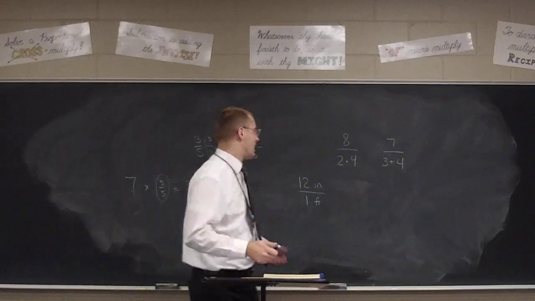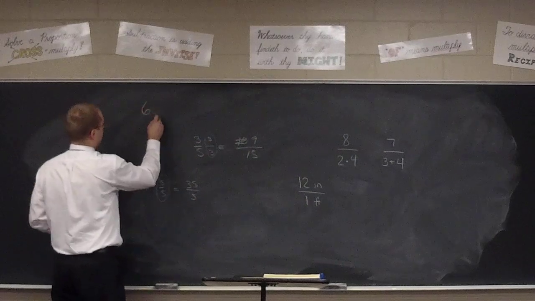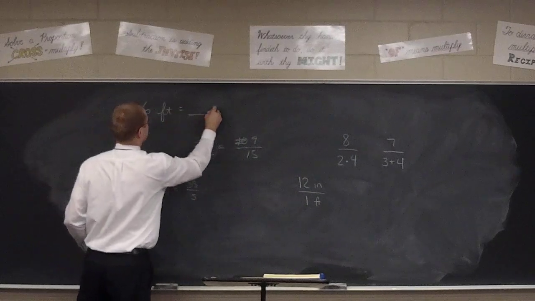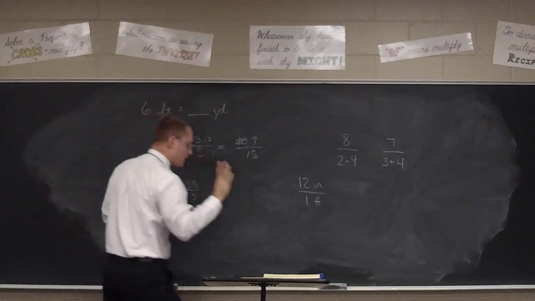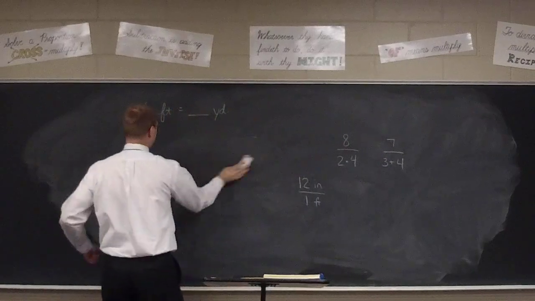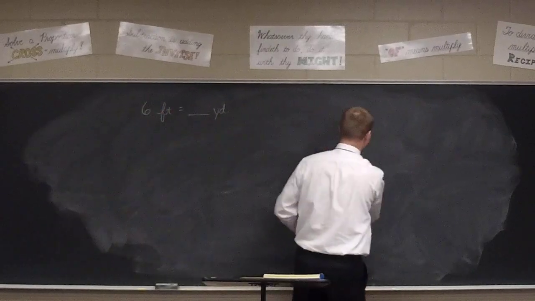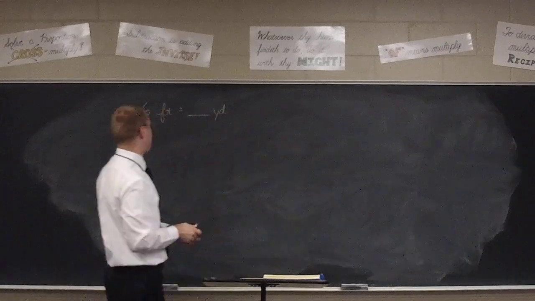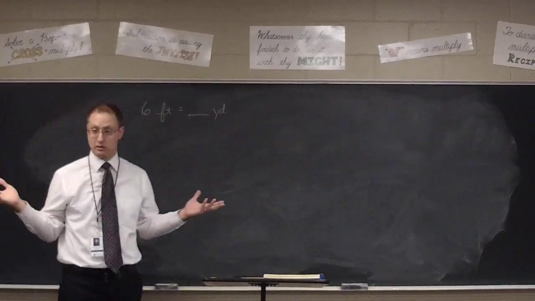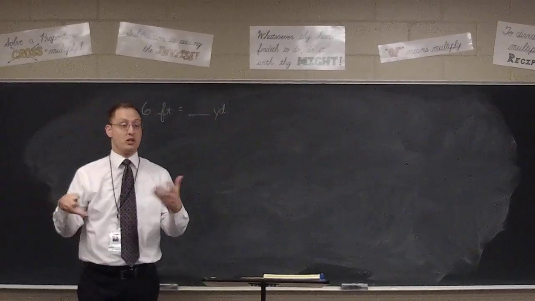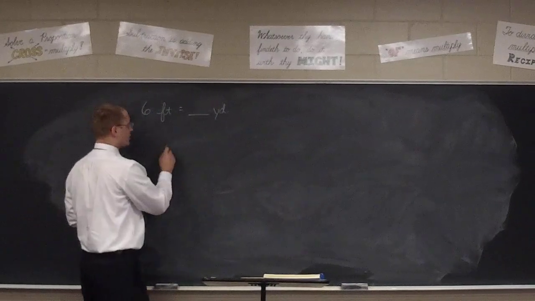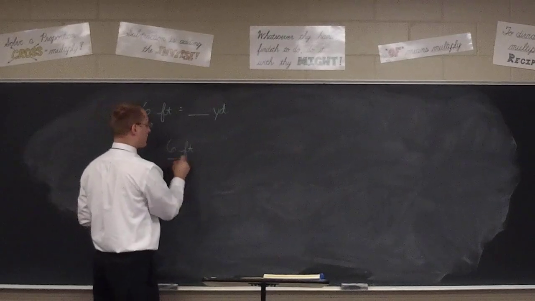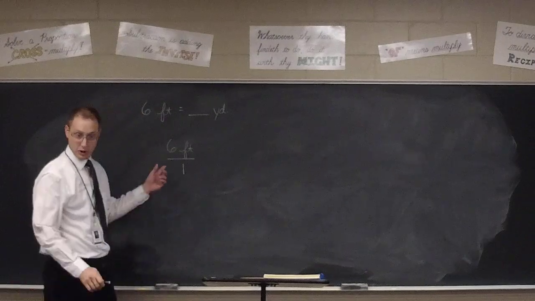The idea is this. If I were given 6 feet equals how many yards? Instead of even thinking larger to smaller, smaller to larger, I don't think about that. I think about what's the relationship between yards and feet. Class? 3 feet in a yard, right? So I can do this. I can start by writing my 6 feet and I put it over 1. I make it into a fraction.